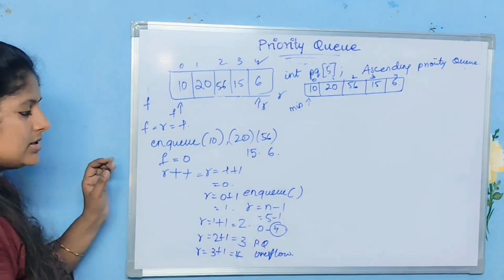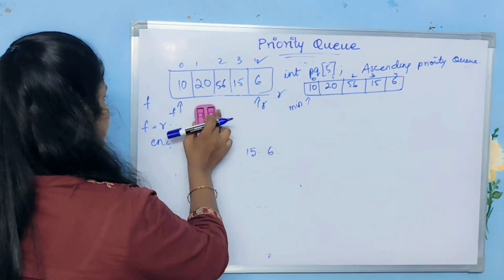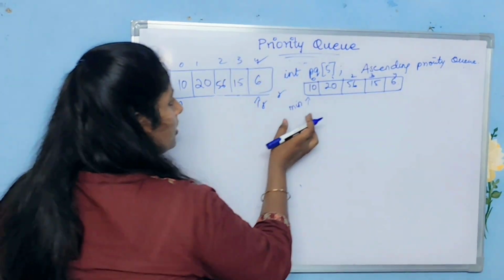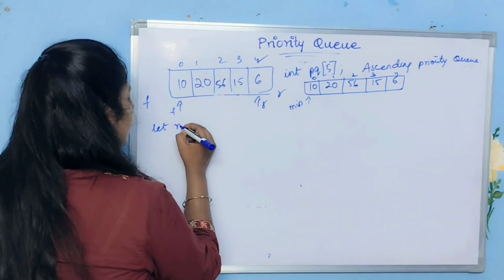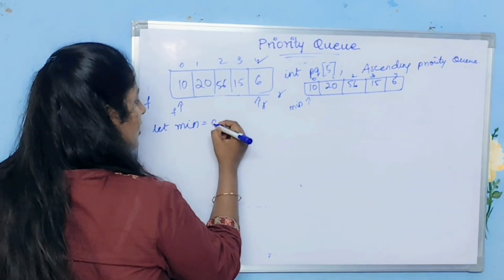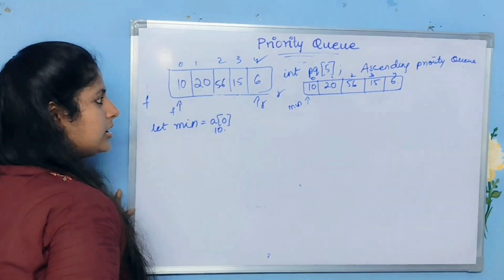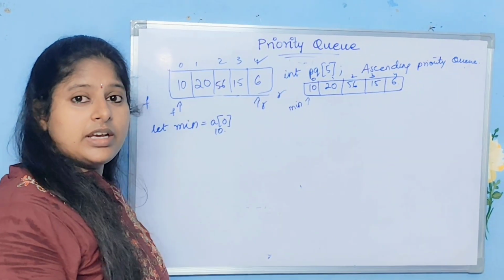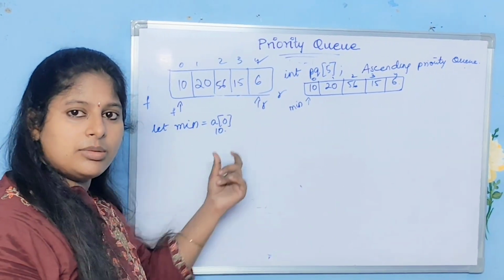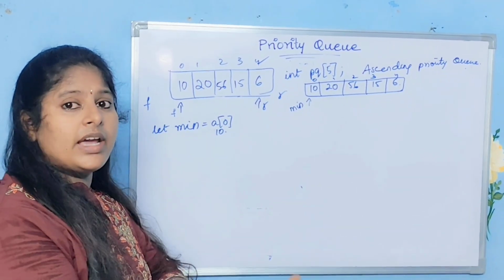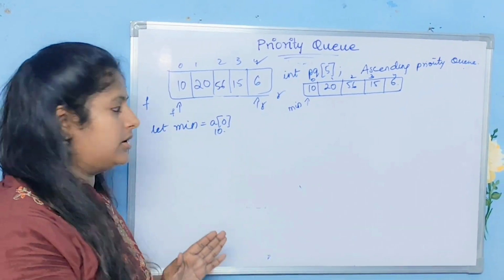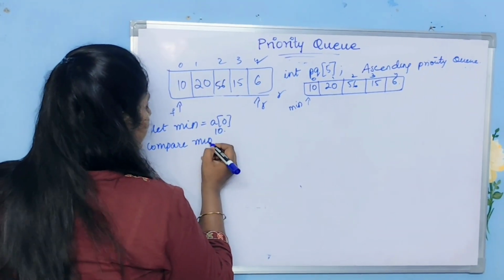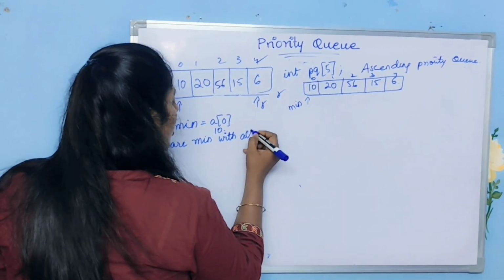I hope you have written all this. Let min equal A of 0, that is 10. Now compare A of min with all other elements in the priority queue. In case you find any element less than the minimum element, then assign that new element as min.